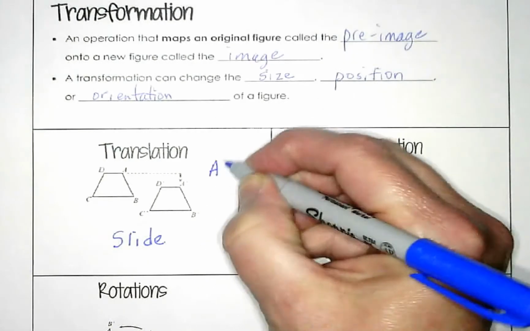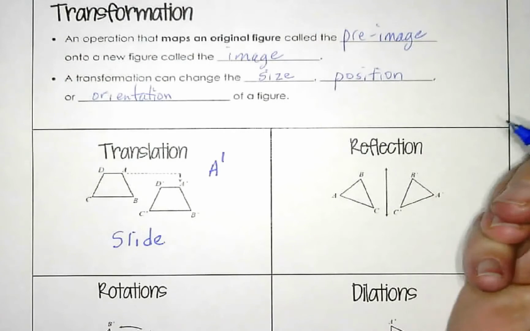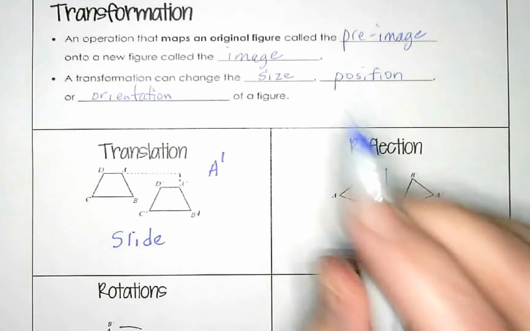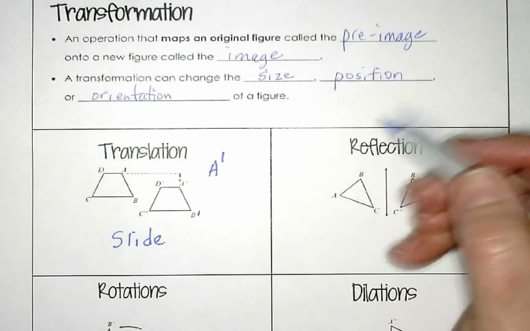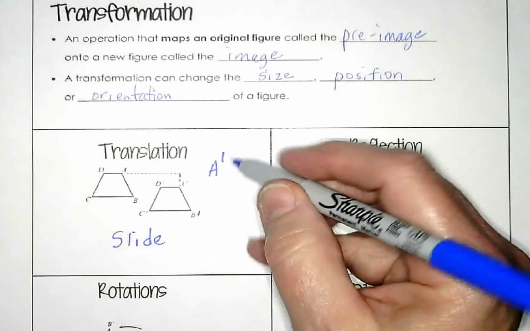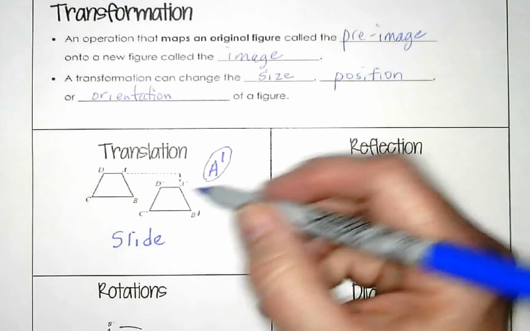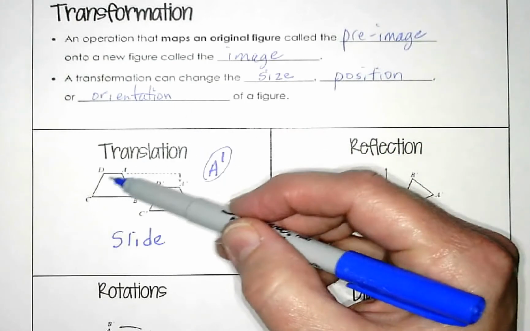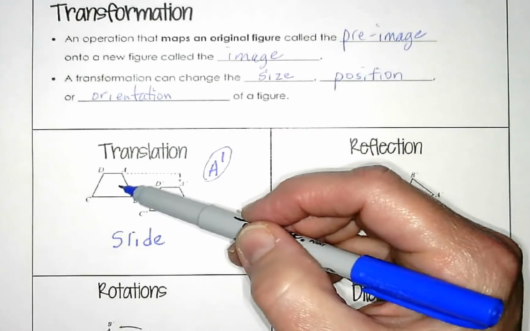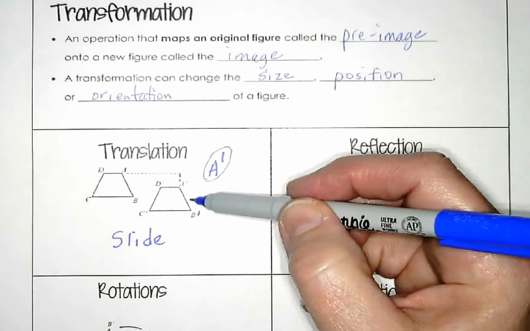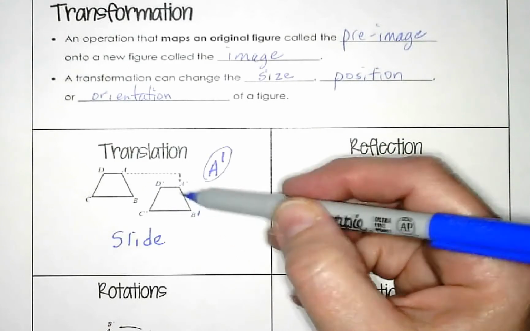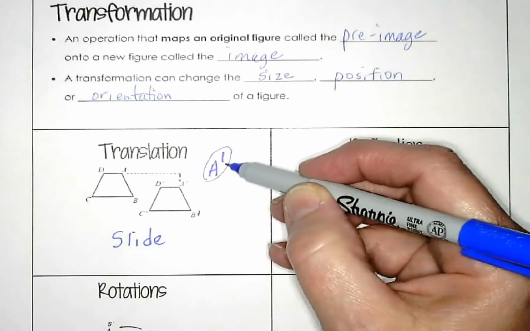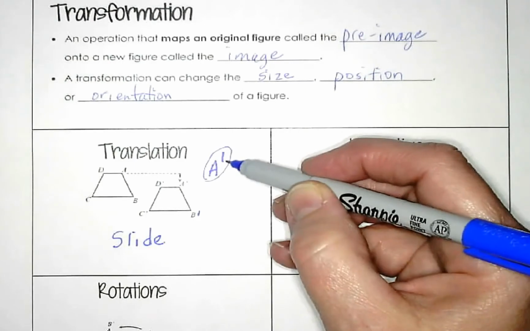So just to emphasize that a little bit more, it looks like this. And we call it A prime. B prime has a little thing there. There's no number, it's just a little tick mark like an apostrophe. And those are the labels that we use for the image. Okay, so the pre-image, the one we start with, is just regular capital letters. The image, or the result of our transformation, is going to have these little prime labels on them.